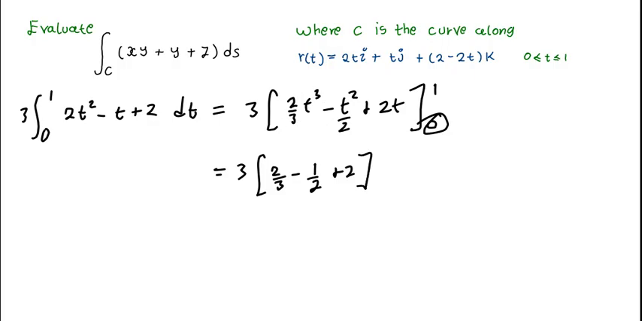Okay, so this is going to give you 13 over 6 initially, multiplied by 3, and 3 into 6 is a 2, so we say 13 over 2. So the solution here is simply 13 over 2, and that's the answer we were looking for. So that's how we answer this question.